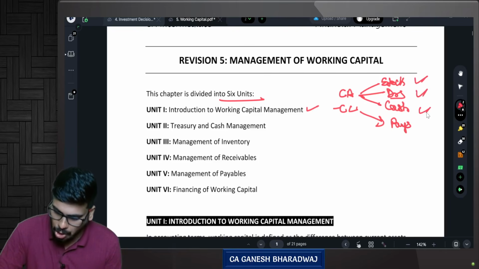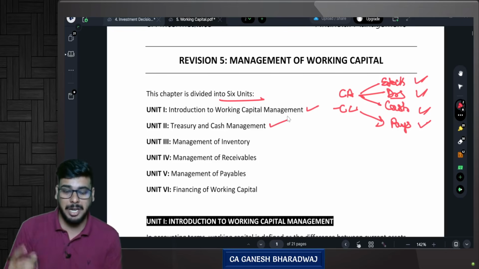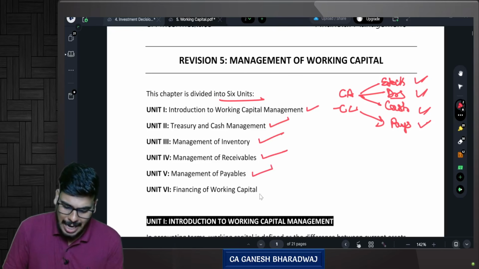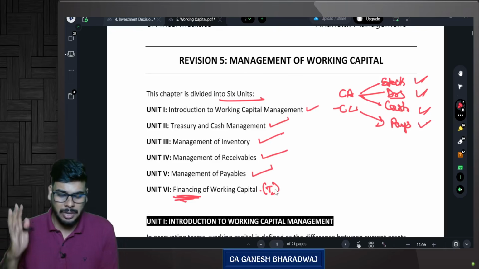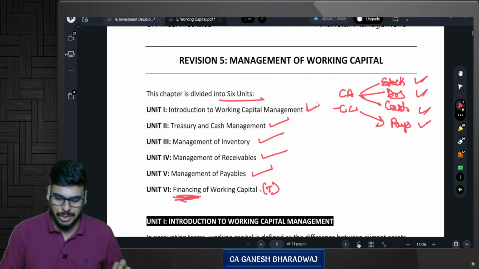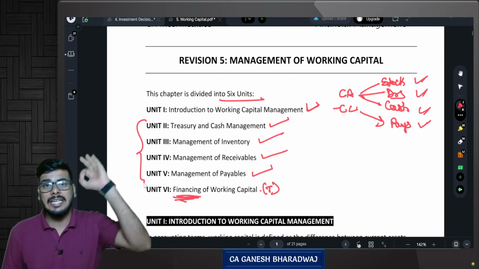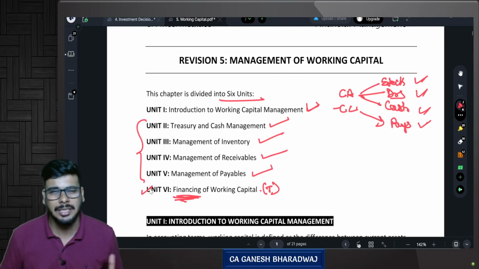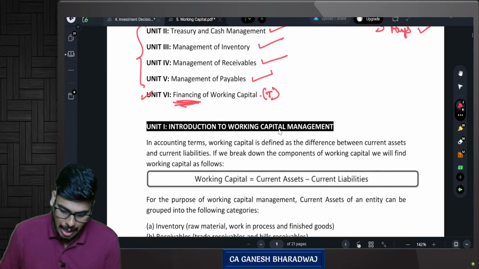For each of these components, there are some decisions that you need to take, and they are covered here. Look at this: treasury and cash management, management of inventory, management of receivables, management of payables, and finally something called financing of working capital. This is technically a theory area. Clear? So overall, the scope of this chapter is: the first part is about the general study of the chapter. Then the next 4 units are regarding different components of working capital, and the last part is about how I am going to finance it. So this is basically a theory part. This is going to be the agenda for this chapter. Are you clear with this?